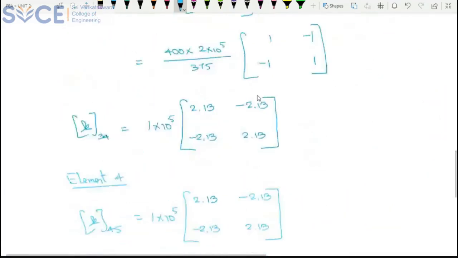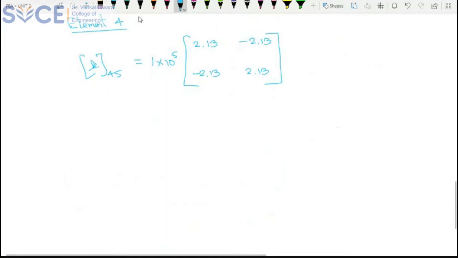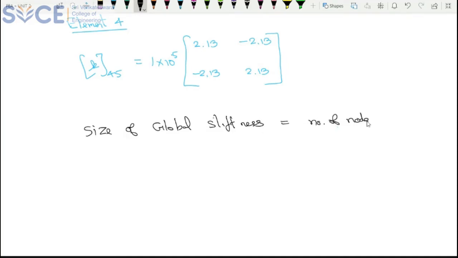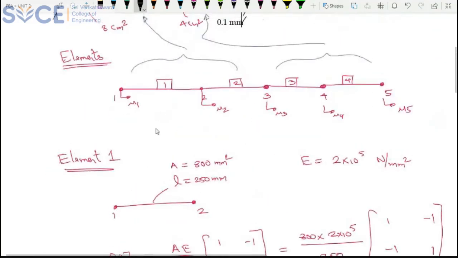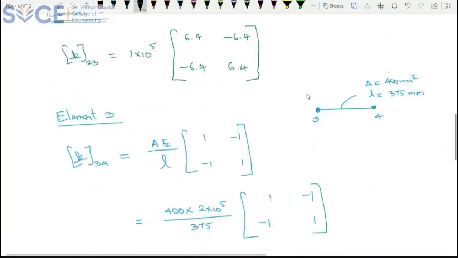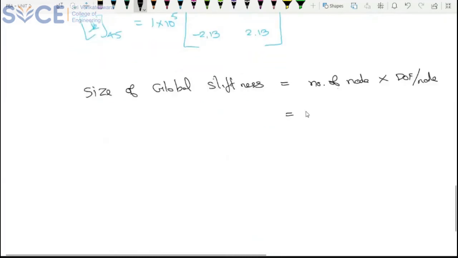Everything is over. So the next step is to identify the size of my global stiffness matrix. How to identify the size? It is number of nodes into degrees of freedom per node. Looking at this, your number of nodes is 1, 2, 3, 4, and 5, so the number of nodes is 5, and each node has 1 degree of freedom. So 5 into 1, which is 5. So 5 cross 5 will be the size of my global stiffness matrix.